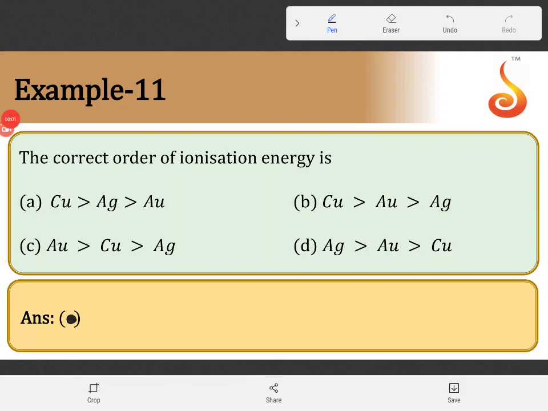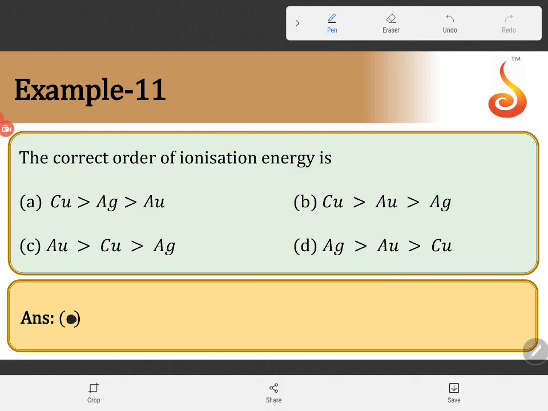The correct order of ionization energy for gold, silver, copper. Children, I am telling you, these kinds of questions will make you understand whether the child has understood the PU part very well or not. This is very, very important. Let us go to the facts.